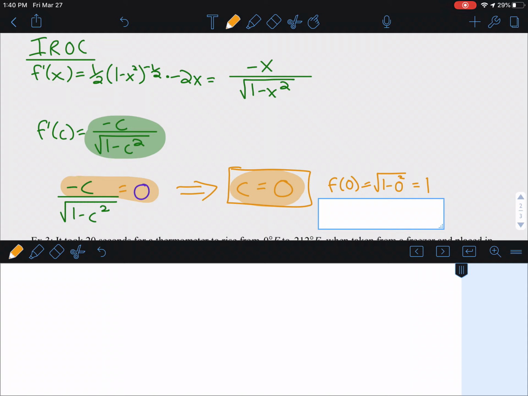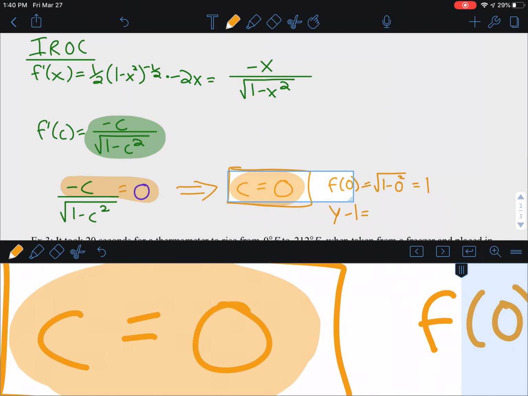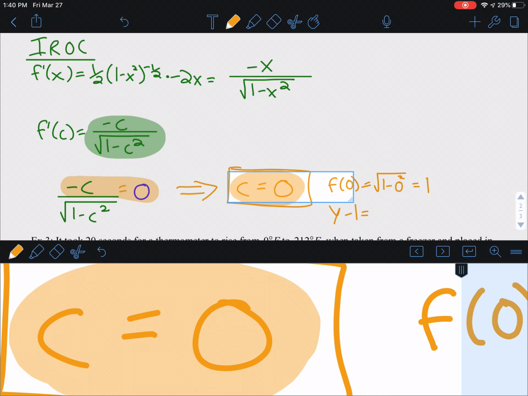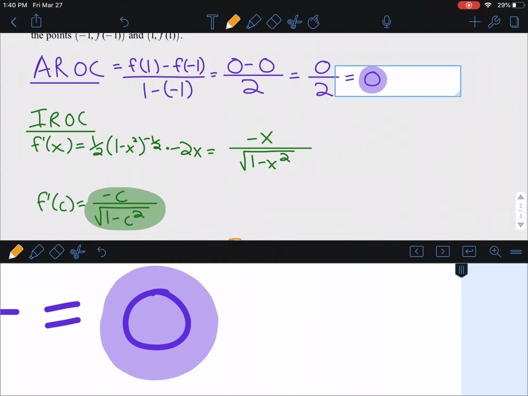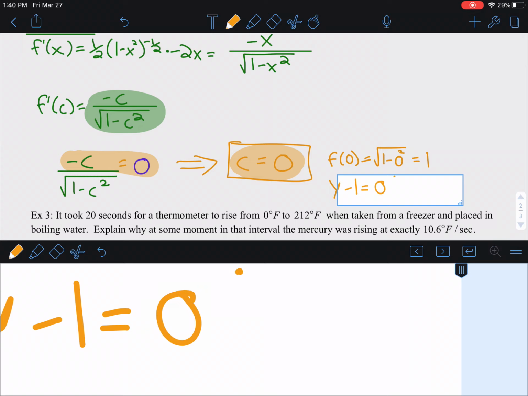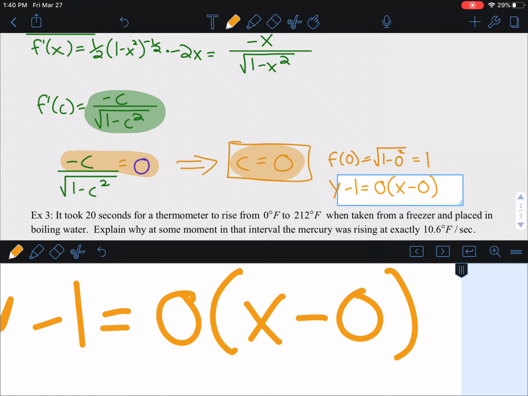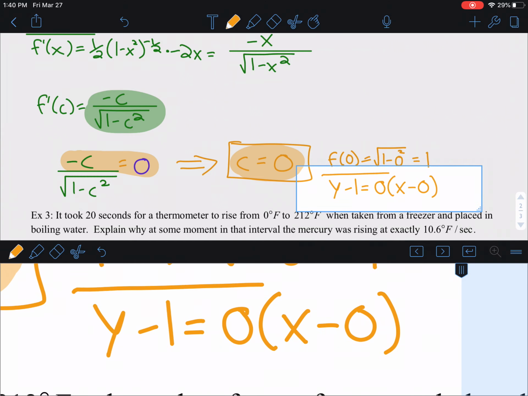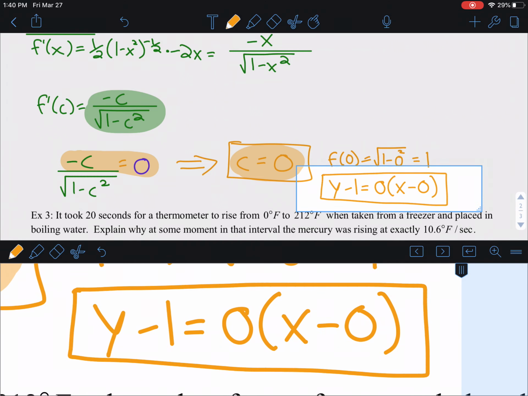And so the tangent that is parallel to the secant from -1 to 1, right? I'm going to write this out in point slope form, is y minus 1 equals the slope. Again, the slope of this tangent line is going to be the same as the slope of my secant, which was 0. So I'm going to get y minus 1 equals 0 times x minus my x-coordinate, which was 0. And this is my actual final answer for this question. Okay, now we can simplify this. We can rewrite this whole thing as y equals 1, right, which is also totally acceptable.